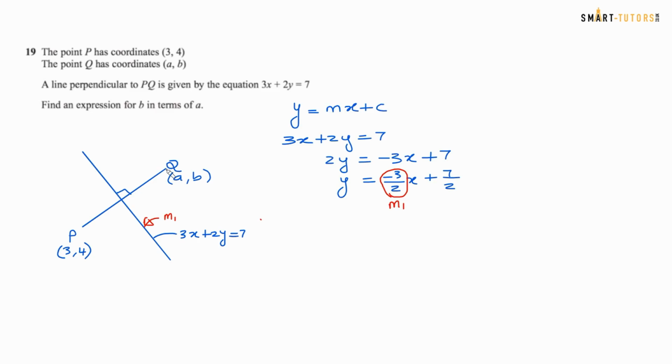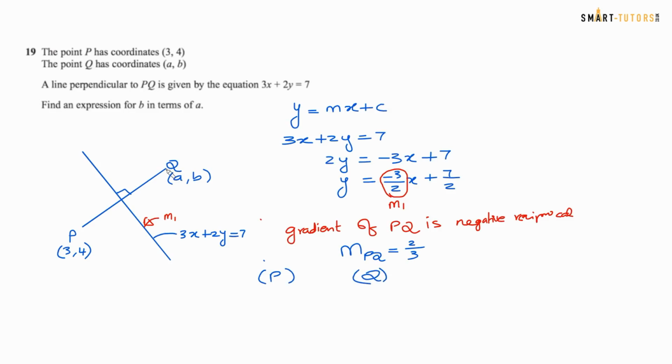If this line's gradient is minus 3 upon 2, means the gradient of PQ is the negative reciprocal. So gradient of PQ is going to be 2 upon 3, because it's minus 3 upon 2, the perpendicular gradient is 2 upon 3.